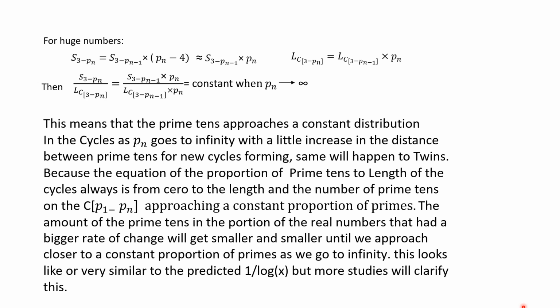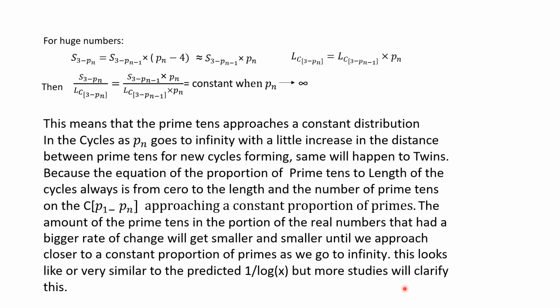Same will happen to twins, because the equation of the proportion of prime terms to length of the cycle always is from 0 to the length and the number of prime terms of the cycle, approaching a constant proportion of primes. The amount of prime terms in the portion of the real numbers that had a bigger rate of change will get smaller and smaller until we approach closer to a constant proportion of primes as we go to infinity. This looks like or very similar to the predicted 1 over log x, but more studies will clarify this.